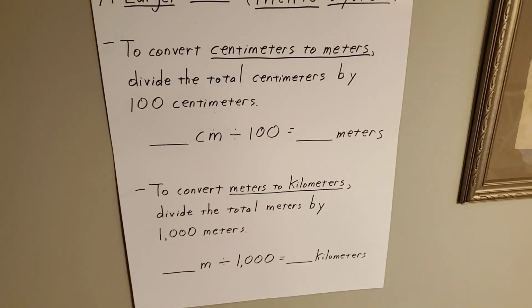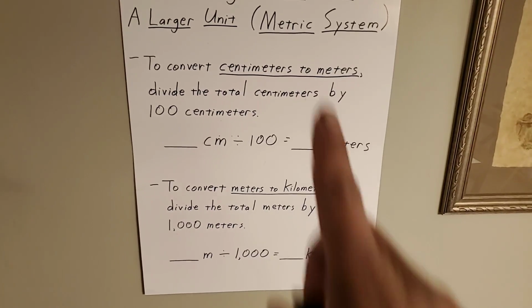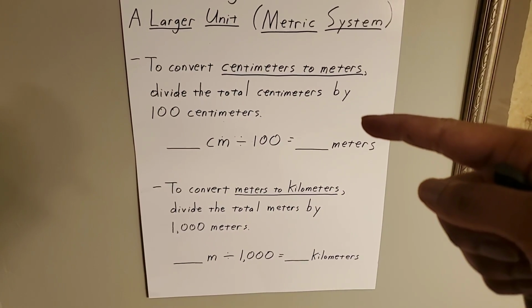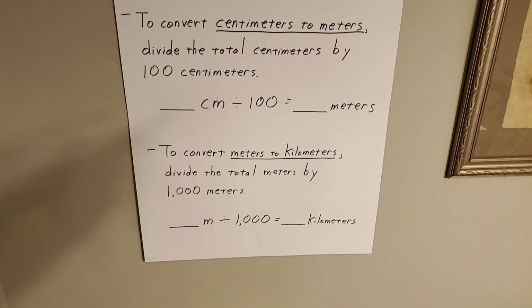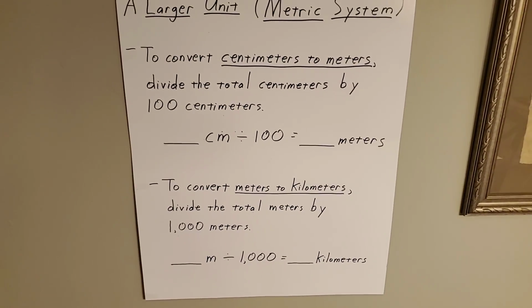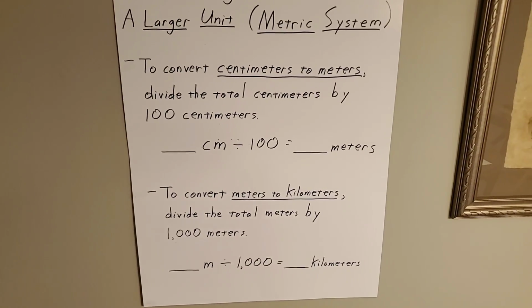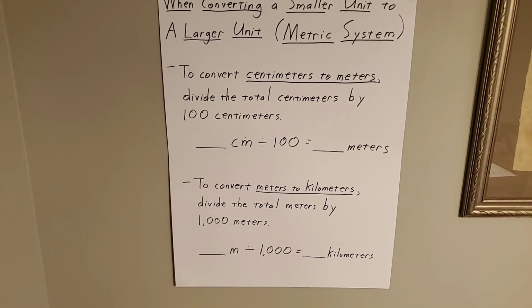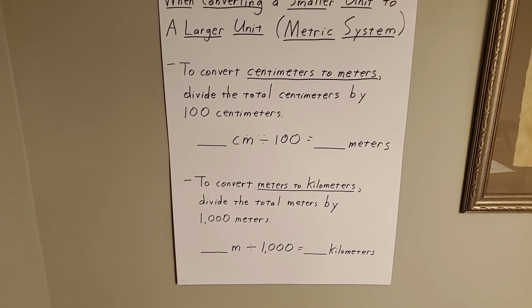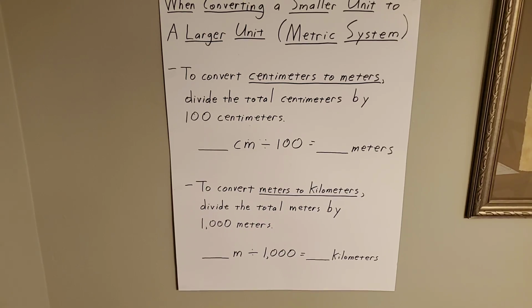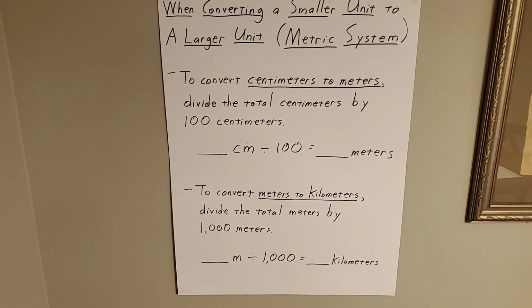So one more time. If you want to convert centimeters to meters, divide the total centimeters by 100 centimeters. If you want to convert the meters to kilometers, divide the total meters by 1,000 meters. And I'm going to leave this up here. That way, when it's time for you to do your assignment, you can come back to this part of the video and you'll have the chart.